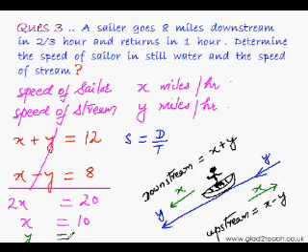And y would be equal to, put this 10 here. So y equal to 12 minus 10, that is 2. Question solved. Speed of the sailor in still water is 10 miles per hour and the speed of the stream is 2 miles per hour.